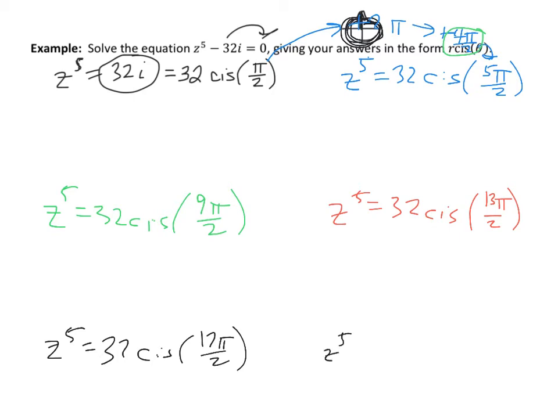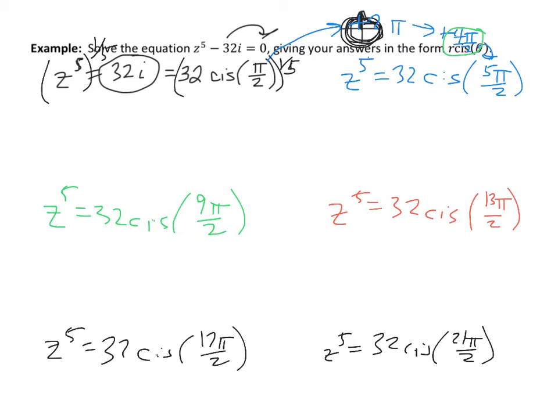What if I did z to the 5th is 32 cis, adding another 4 pi, that would be 21 pi over 2. I'll address right at the end of this example what happens with that. So now I need to work through all 5 of these things, right? So I'm going to raise both sides of this to the 1/5 power.